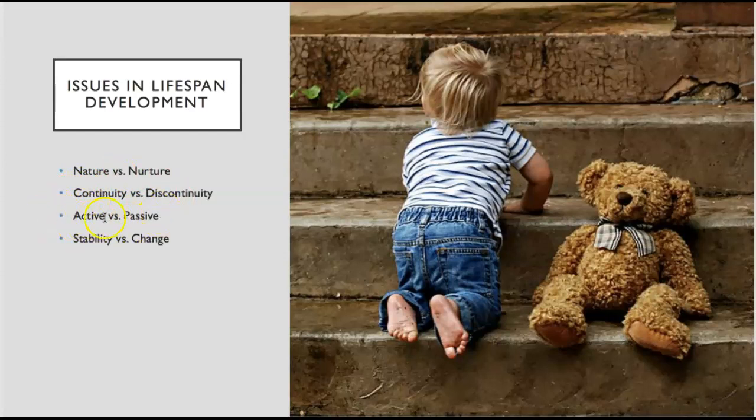The third debate refers to the individual being active in their own development. So do they have to do things and interact with the environment in order for the developmental changes to occur? Or could they just sit back and be passive and the changes will occur anyway? And then the final debate, stability versus change, refers to those characteristics or aspects of ourselves that remain stable over the course of our lifetime versus those that will change as we get older.